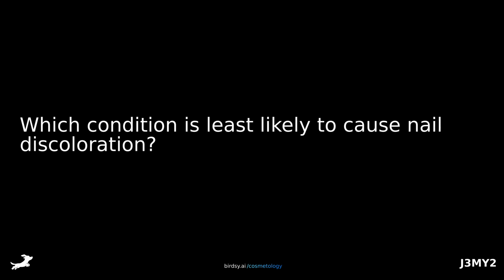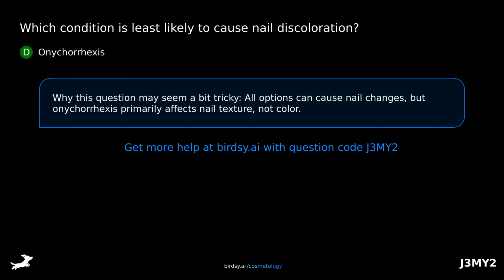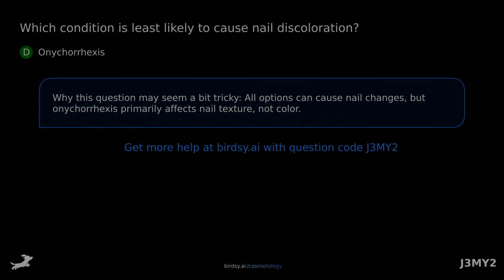Which condition is least likely to cause nail discoloration? Is it A, onychomycosis, B, paronychia, C, psoriasis, or D, onychorrhexis? The answer is D, onychorrhexis. Why this question may seem a bit tricky. All options can cause nail changes, but onychorrhexis primarily affects nail texture, not color.